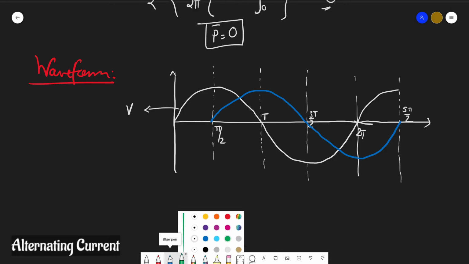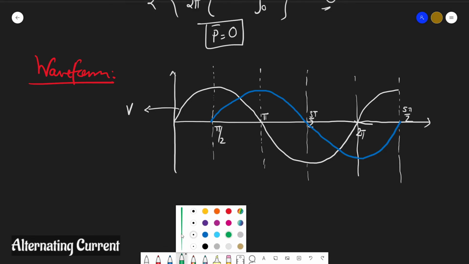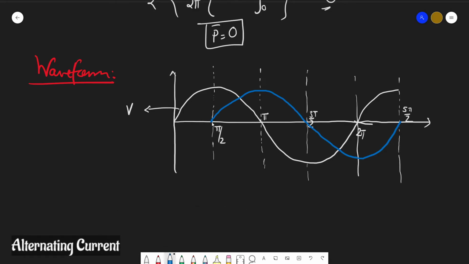Now we will see the power. Yes, let's retrace back this. This is say point number 1, this is point number 2, 3, this is 4 and this is 5. This point. Now let us draw the power curves.